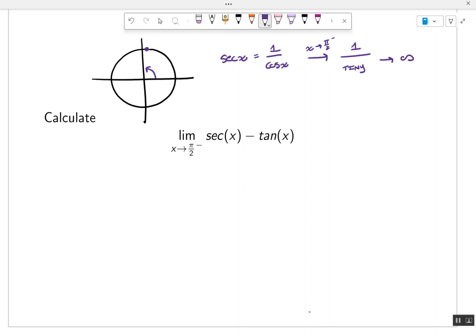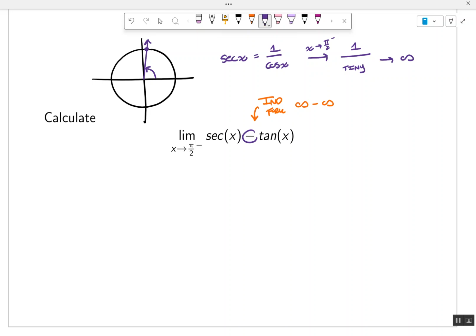Similarly, the tangent, the slope of this ray as we rotate, as x approaches pi halves, that slope is becoming more and more positive. So the slope is increasing. So the tangent is also approaching infinity. And so this is an indeterminate form of the form infinity minus infinity.